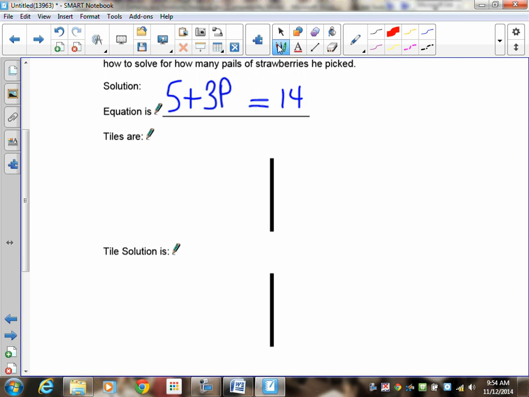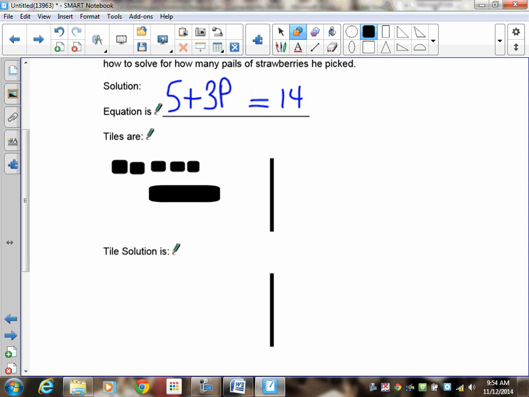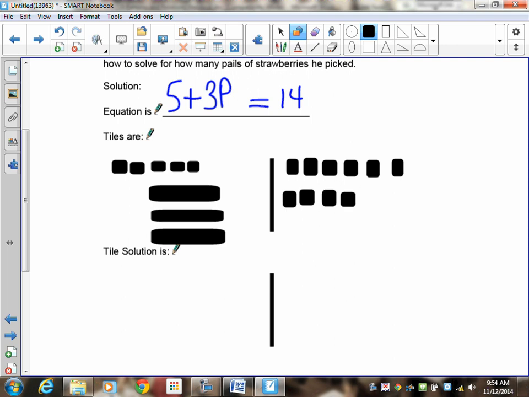So let's take a look at this. I've got to create 5, so that's pretty simple. 1, 2, 3, 4, 5. I've got to create 3 p's. Now this is not an x, it's a p, but it is a variable. So we're going to treat the p just like that. Okay? So I've got now 14 on the right side. 1, 2, 3, 4, 5, 6, 7, 8, 9, 10, 11, 12, 13, 14. And I know you wish you could do that too, but someday the technology will help you. So I've created the equation.